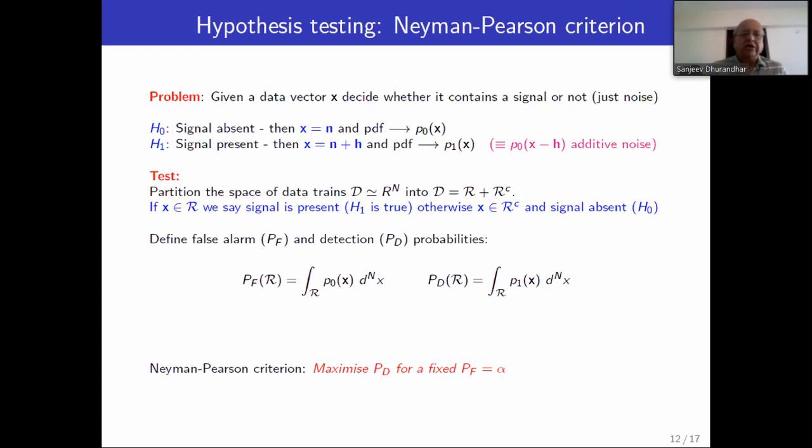There are other criteria also, like cost and all that here. But in this case, there is no meaningful way in which we can assign costs and things like that. So the Neyman-Pearson criterion is the best criterion for this kind of detection: black hole binaries, neutron star binaries, or gravitational waves.